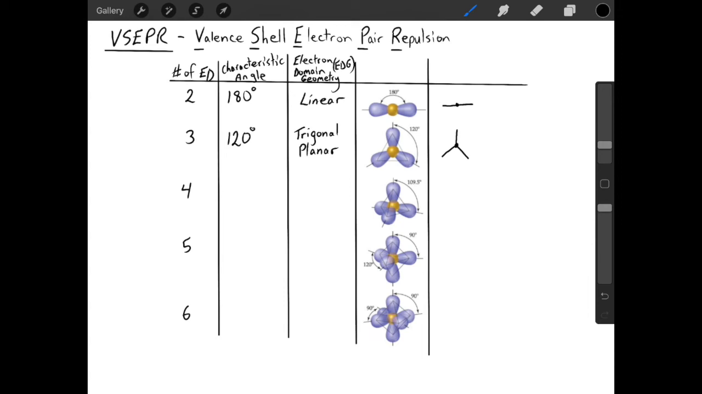When you go to 4 electron domains, things get a little bit more interesting. The easiest way to arrange 4 things around a central point and get them as far apart as possible is to set up what's known as a tetrahedron, which looks very much like a pyramid. And the angles for a tetrahedron are not as obvious as the linear or trigonal planar angles. These are 109.5 degrees. And to draw this using the wedge and dash diagram is now more interesting. We actually get to use wedges and dashes.